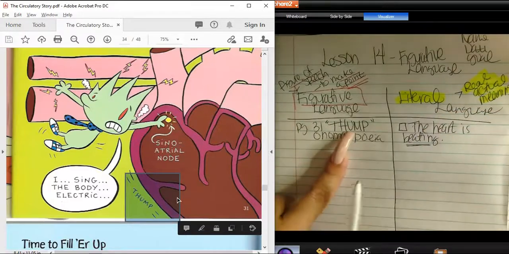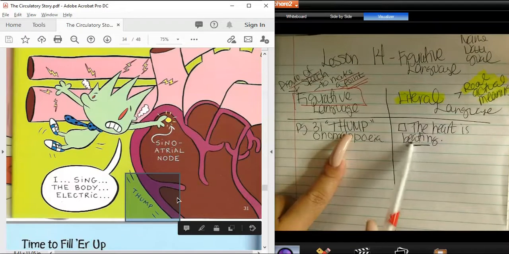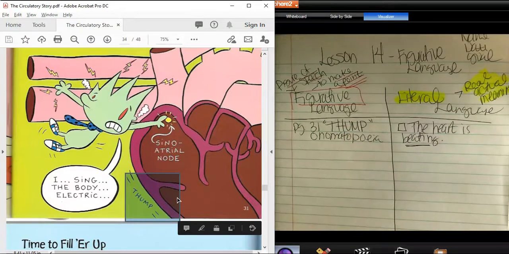So that thump that the author used as onomatopoeia, it literally means that the heart is beating. So instead of the author saying the heart is beating, making it boring, they make it more interesting by using figurative language. I'm going to give you 15 more seconds to write that.